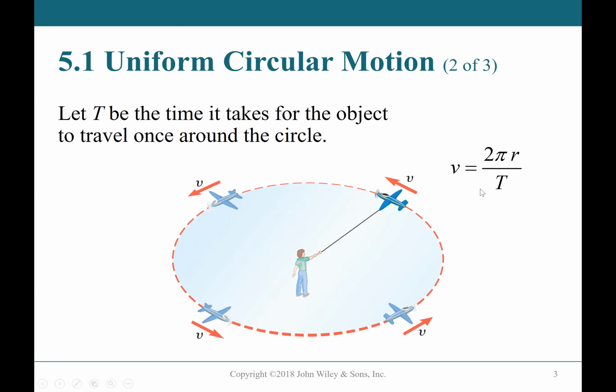And now we're using uppercase T as opposed to lowercase t, because this T will be the time it takes for the object to travel once around the circle. That's called the period of revolution. So now we're using uppercase T to distinguish that from just regular time. This time will always represent the time it takes to make one complete revolution.